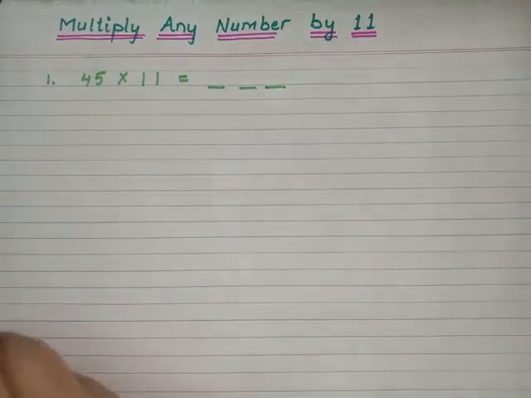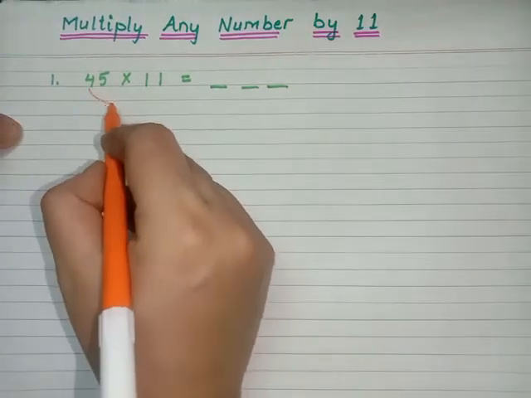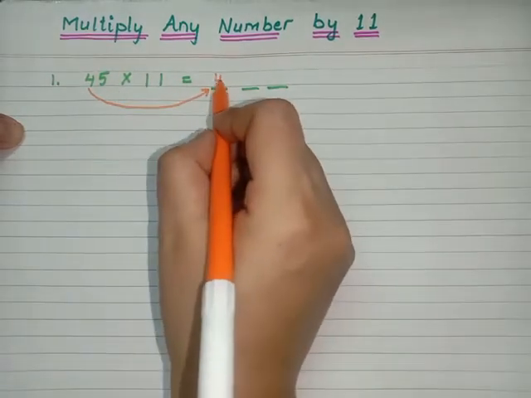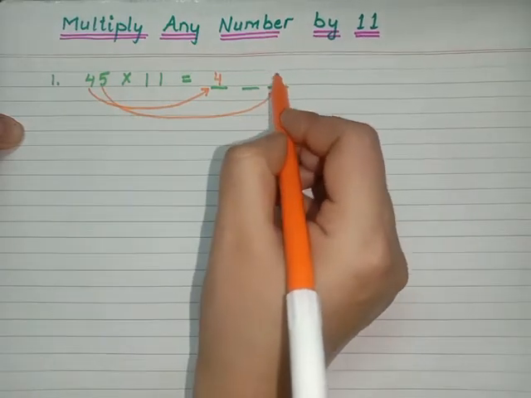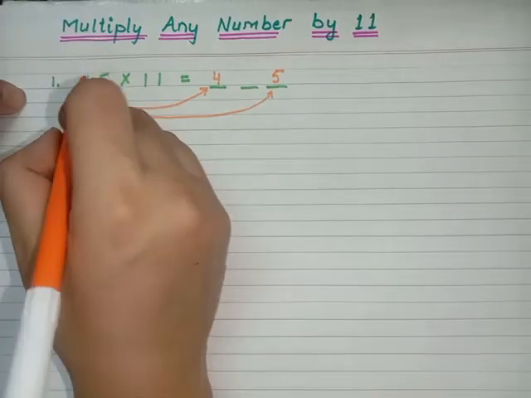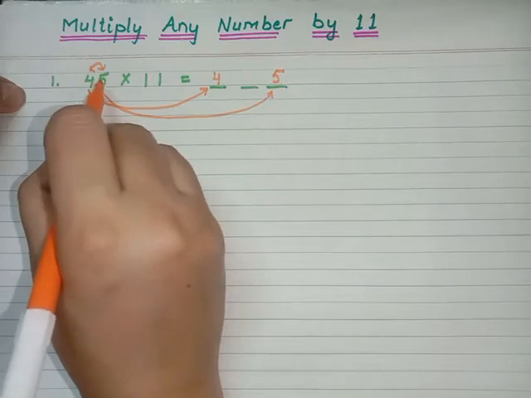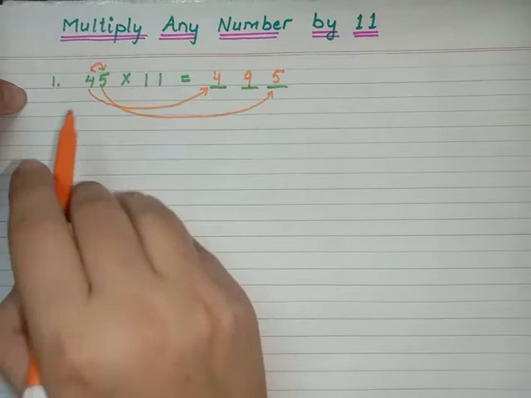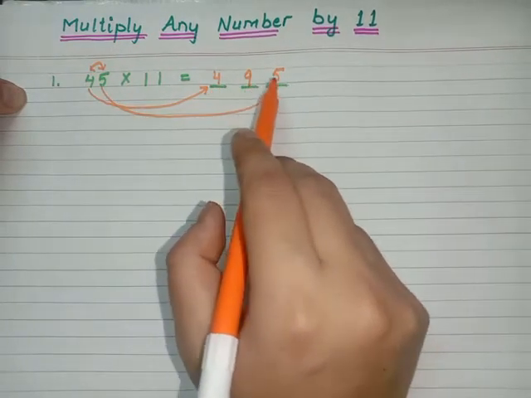So what you have to do is just write the first number in the first place, that is 4, and write the second number on the last place. Now the third step you have to do is add both of these numbers, that is the 4 and 5. 4 and 5 will be 9. Right, here the 9. So the multiplication of 45 by 11 will be equal to 495.